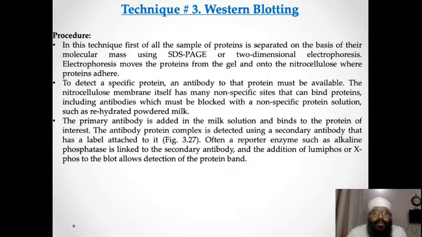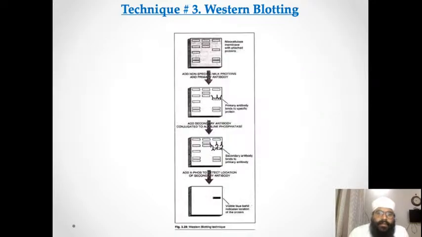In this technique, first of all, the sample of proteins is separated on the basis of molecular mass in SDS-PAGE or in a 2D gel. And then electrophoresis moves the proteins from the gel onto the nitrocellulose membrane. Then we detect with the specific antibody that is available. A nitrocellulose membrane itself has non-specific sites that can bind proteins, including antibodies, which should be blocked with non-specific protein solutions such as powdered milk. Then the primary antibody is added into the milk solution, then the secondary antibody attached to it. Then you can check the results with the help of X-ray film or some software to check these bands.